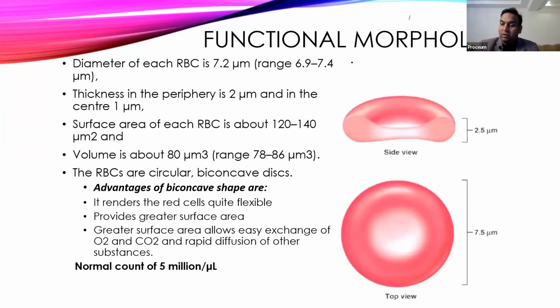Now come to the count. RBCs are present in the blood at somewhere around 4 to 6 million per cubic millimeter of blood. When the count increases, we call it polycythemia. When the count decreases, we call it anemia.